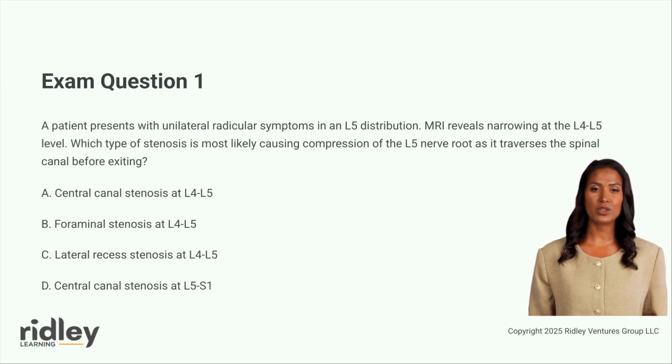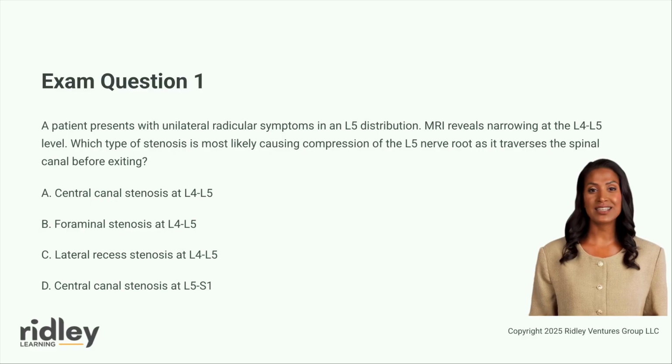A patient presents with unilateral radicular symptoms in an L5 distribution. MRI reveals narrowing at the L4-L5 level. Which type of stenosis is most likely causing compression of the L5 nerve root as it traverses the spinal canal before exiting? The correct answer is C, lateral recess stenosis at L4-L5.